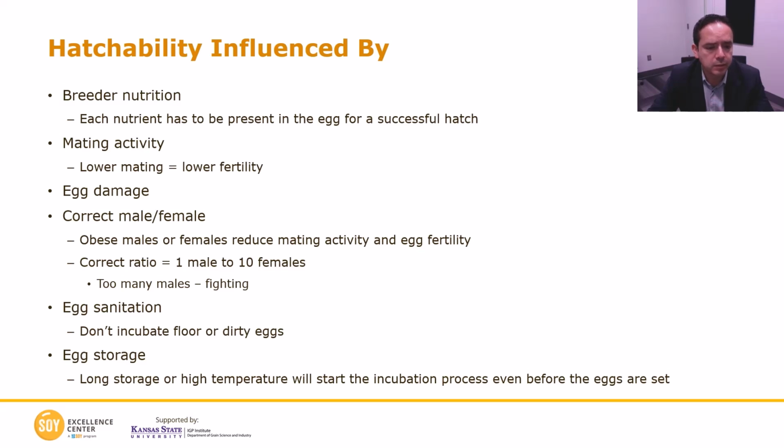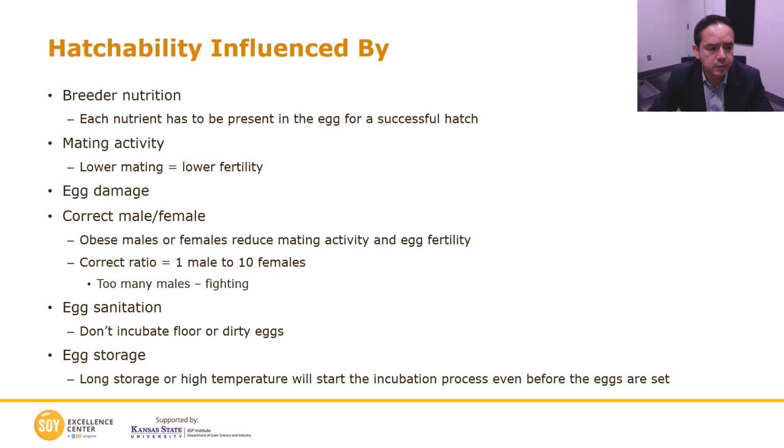Egg damage, as I told you before, you don't want to incubate cracked eggs. Also, it is important to have a correct ratio between males and females. And also, they need to have the correct body weight, because obese males or females are going to reduce mating activity and egg fertility. And the correct ratio will be 1 male to 10 females. If you have too many males, that can create some fighting.